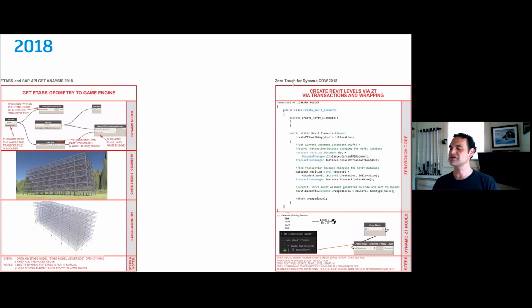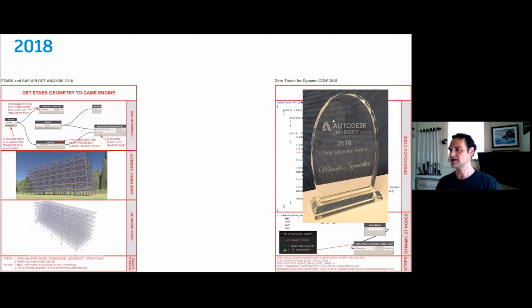Later on in that week at Autodesk University, I taught a class called Zero Touch, which is basically how to create custom nodes using C# coding in Dynamo. And in there, we actually made custom nodes. So that was a lot of fun. We even replicated the Revit cow in one node. That class got top rated speaker as well.